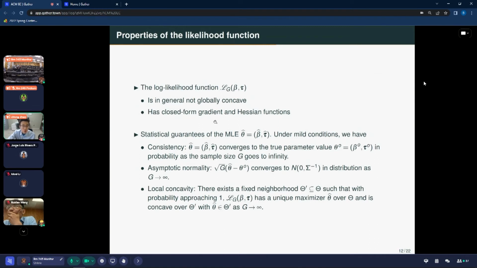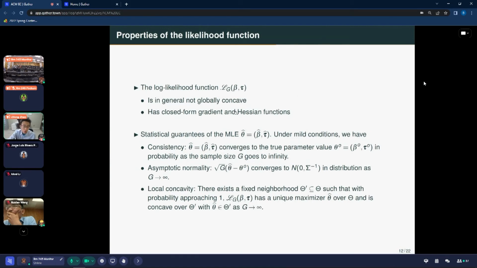So we can basically plug this log likelihood function into a generic solver, right? And then we provide the gradient and the Hessian. You can do gradient descent or some other algorithms, so we can solve for the maximizer of this log likelihood function.